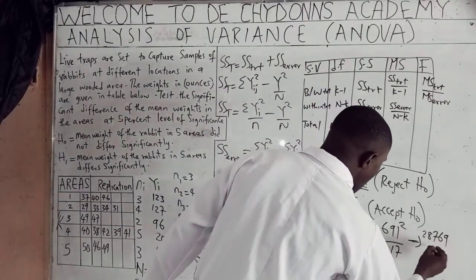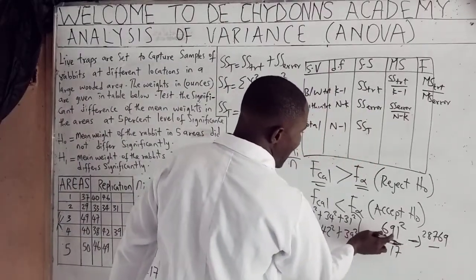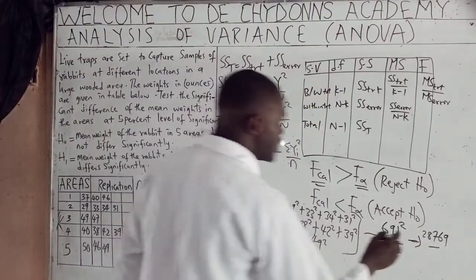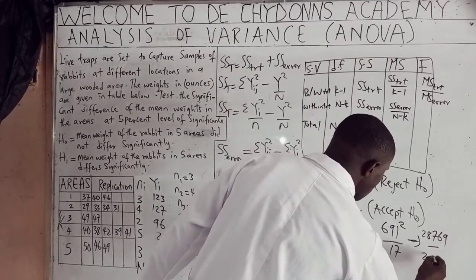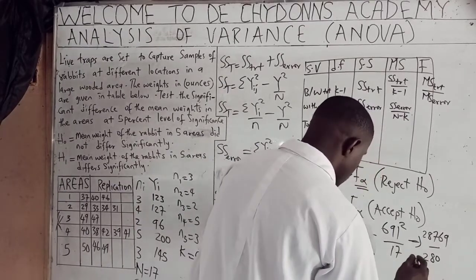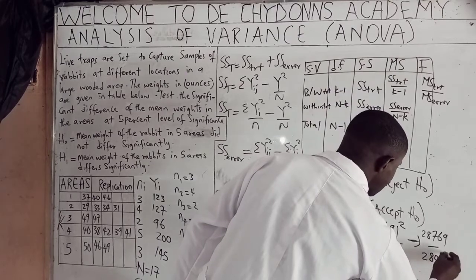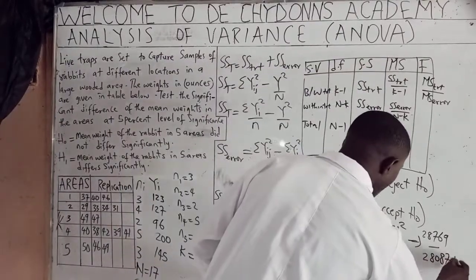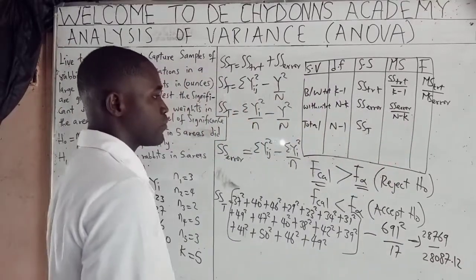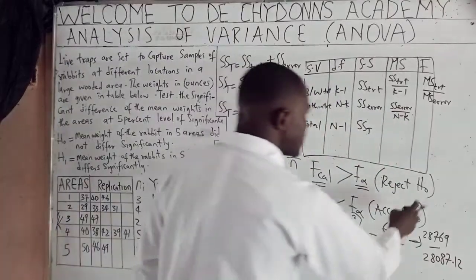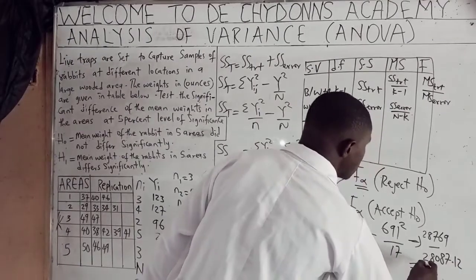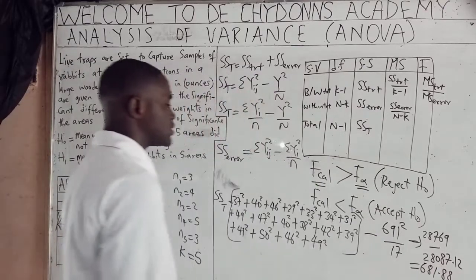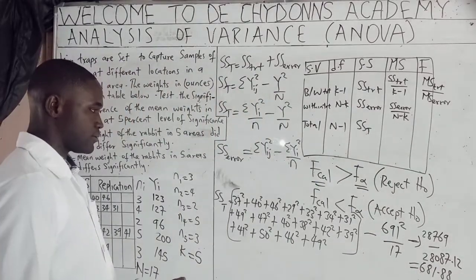Then minus 691 squared all over 17. If you compute it, it will be giving you approximately 28087.12. Once you subtract these two, that will be giving you 681.88. That is your SS total.